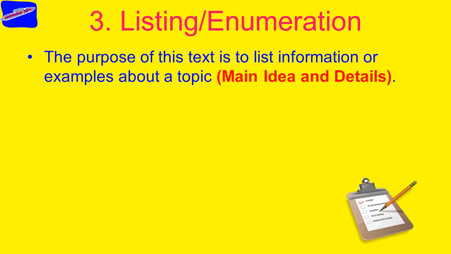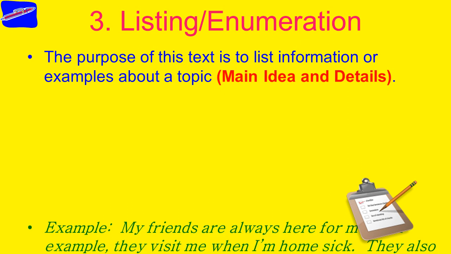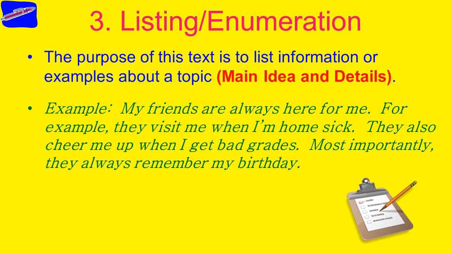An example of something written with this text structure would read something like this. My friends are always here for me. For example, they visit me when I'm homesick. They also cheer me up when I get bad grades. Most importantly, they always remember my birthday. In this example, my friends are always here for me is the main idea. Everything else that goes along with it are details and examples related to that main idea.